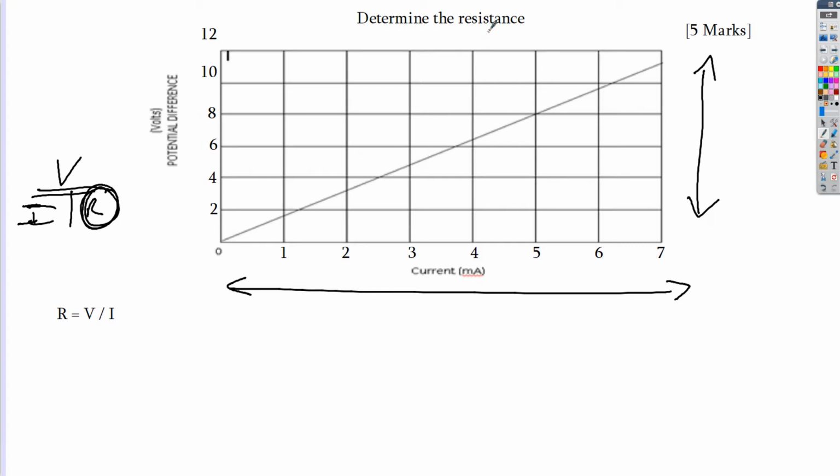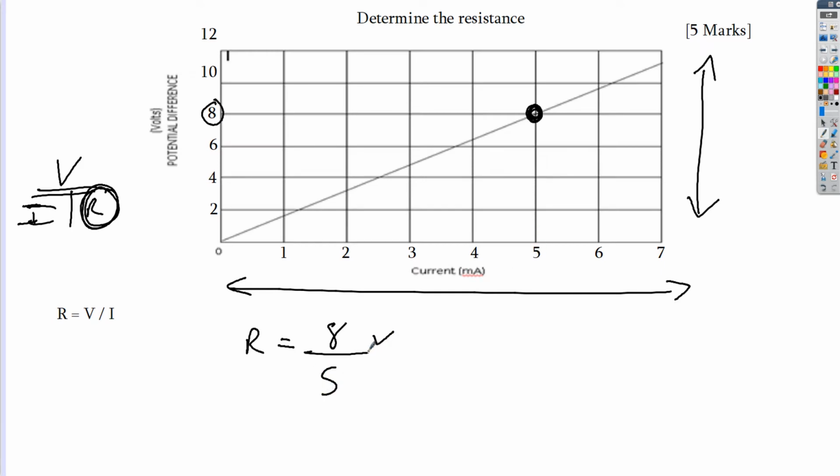Determine the resistance. Well, at any point along here, you can find a value for voltage. You can choose any, but why not make one that's easy? Like where it crosses a line there, the lines coincide and it comes straight down. That's a nice easy one. So the resistance is equal to the voltage at this point, which is, if you come across, 8 volts, divided by the current at that point, and here's current, and it is 5.